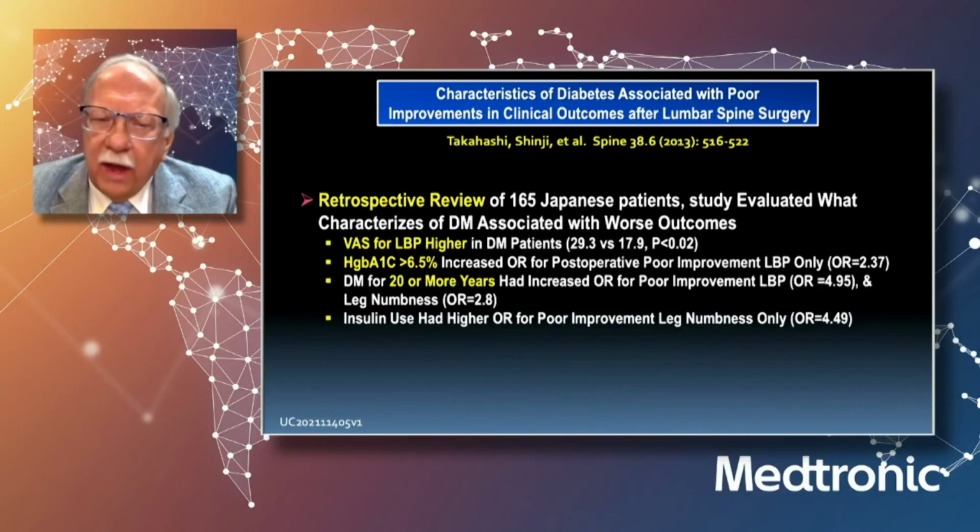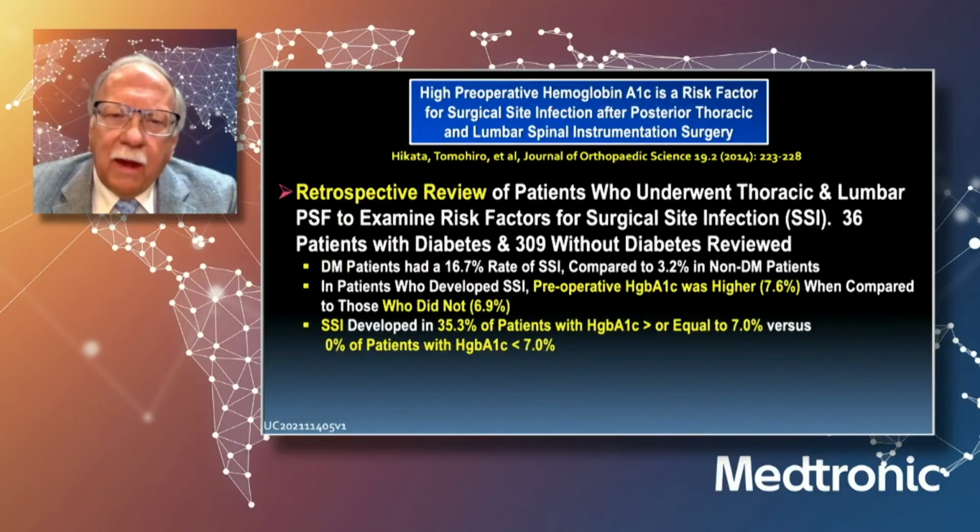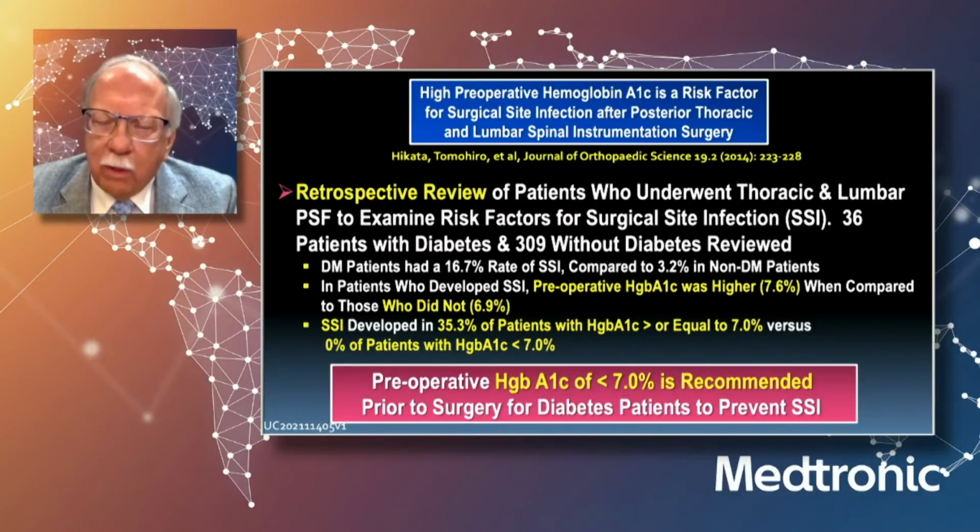Takayashi looked at this and found that an A1C over 6.5, which is really the metric you ought to use to clear these patients, was associated with significant potential postoperative complications and just basically poorer outcomes after the surgery. But the article I really want you to pay particular attention to is by Hikata, and it basically set the standard that you want to have an A1C that is at least 7 or below. This will really dramatically decrease the postoperative SSIs that you get. So that's something that should be addressed preoperatively in every case if you can, short of an emergency.